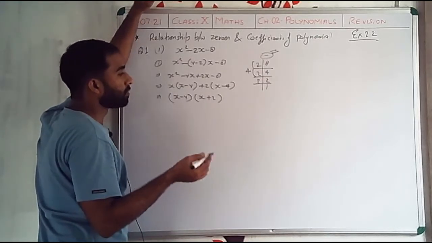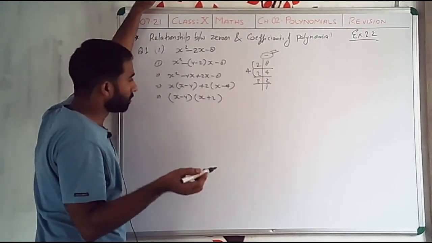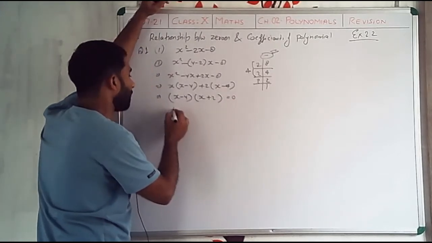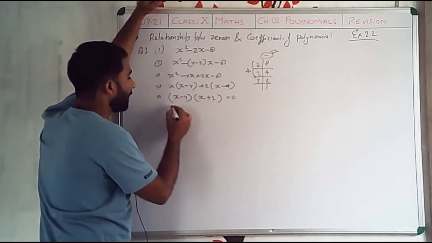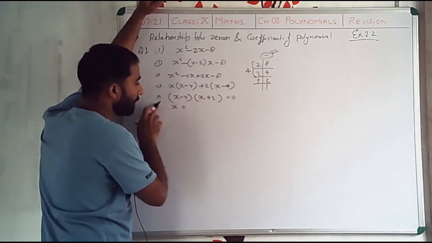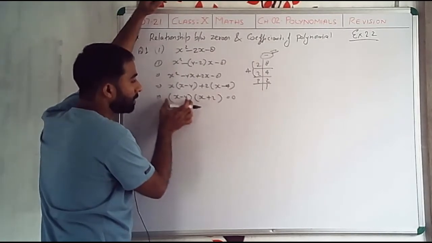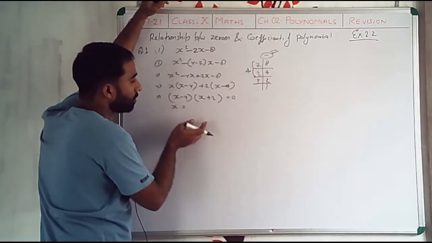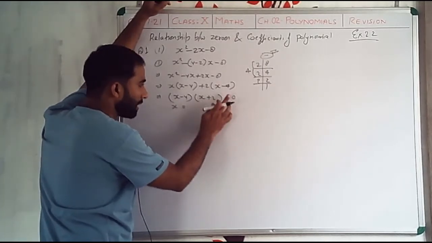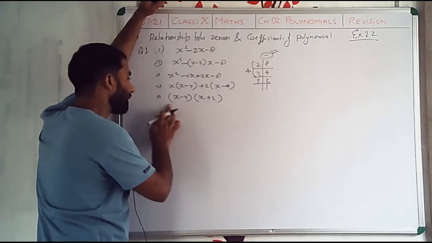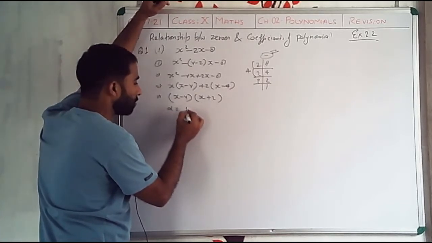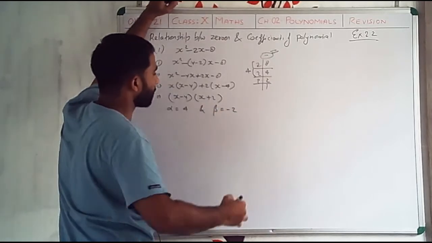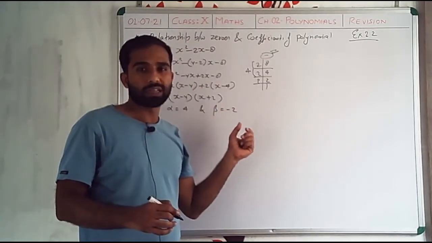Now, we need to find the zeros. You know very well what we will do. We will equate with 0. When we equate the factor x minus 4 with 0, we get x is equal to 4 and x is equal to minus 2. So, we can write directly alpha is equal to 4 and beta is equal to minus 2. I hope you understood clearly.